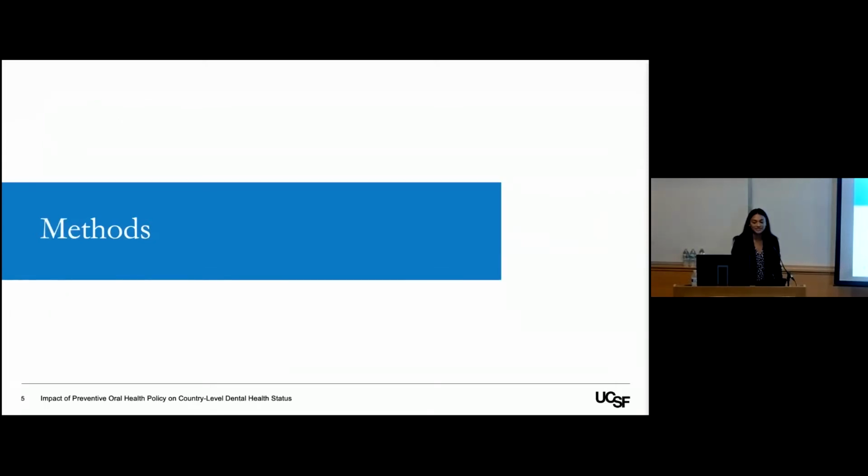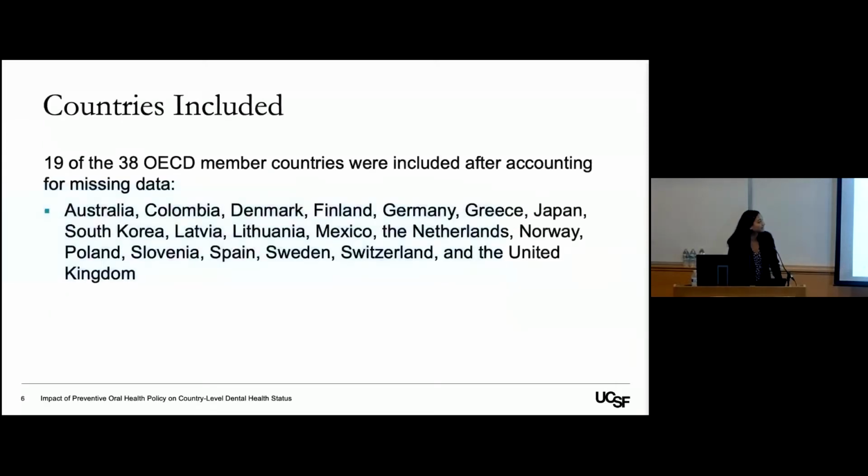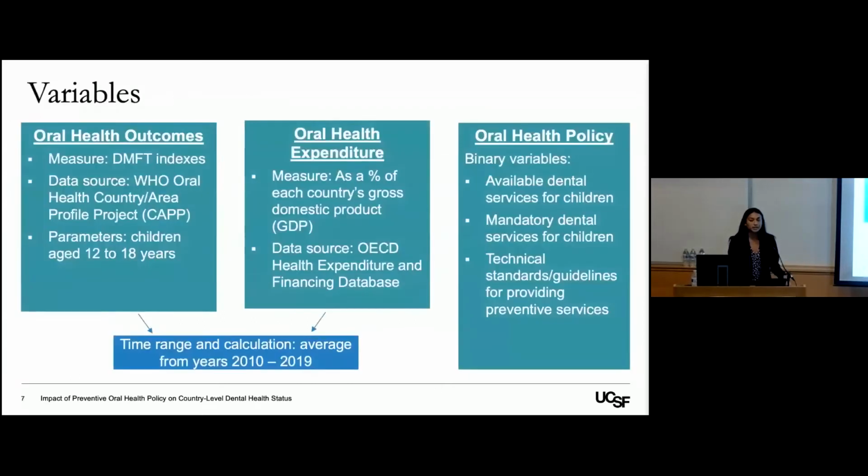So how did we do this? After accounting for missing data, and there was a lot of missing data, we included 19 of the 38 OECD countries, and here's a list of the countries included. So the variables we're looking at are oral health outcomes, oral health expenditure, and oral health policy.